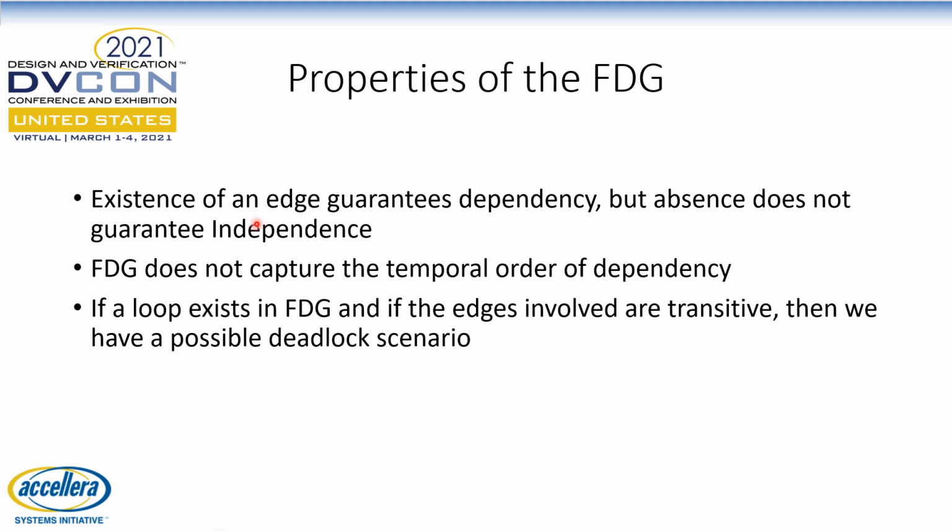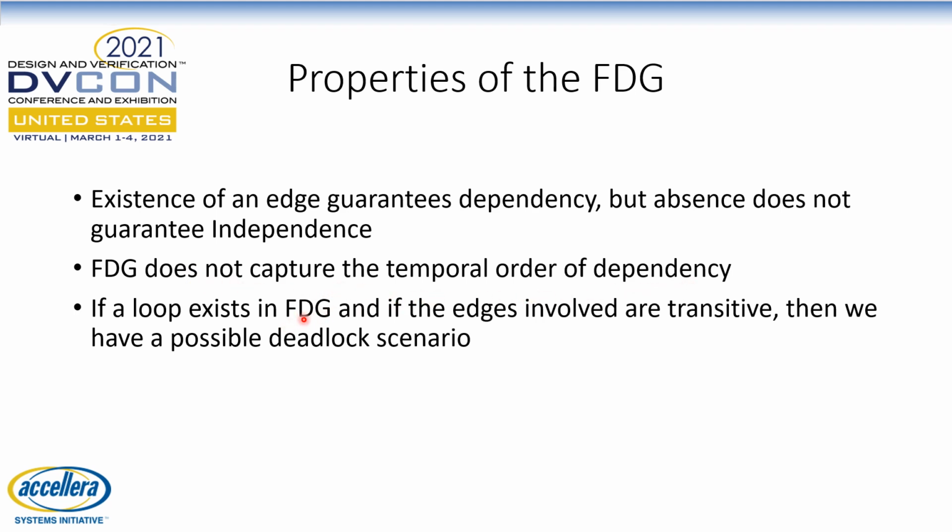One of them is that the existence of an edge in an FDG guarantees dependency, but the absence does not. This fact is self-evident because for every edge, you can have a changelist, test, seed combination with which you can repro the test and look at the dependency. But the absence does not guarantee independence, because it's possible that the dependency exists, but we didn't run sufficient tests, or the test suite was not strong enough. But this becomes increasingly lower in chance as we run more and more tests and the test suite meets the coverage goal. The second property of the FDG is that it does not capture the temporal order of dependency.